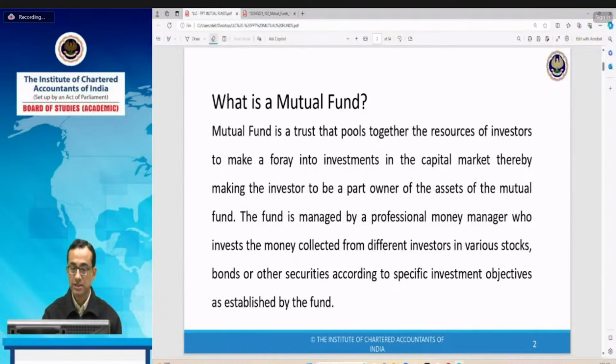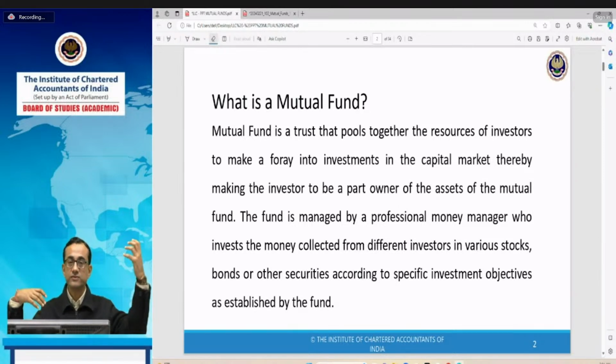So just let us look into this slide first of all and read it very carefully. What is basically a mutual fund? Mutual fund is a trust that pools together the resources of investors to make a foray into investments in the capital market, thereby making the investor to be a part owner of the assets of the mutual fund. So mutual fund is basically a trust which pools the fund of various investors, one investor, two, three, four. There are hundreds and thousands of investors. So it collects money from the various investors and invests it into various avenues.